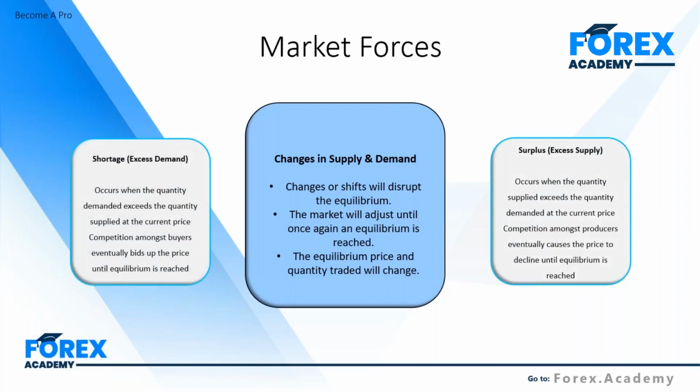We define it as a shortage. So when there's a shortage in the market, there's excess demand. It occurs when the quantity demanded exceeds the quantity supplied at the current price. Competition amongst buyers eventually bids up the price until equilibrium is reached, again at a higher price. So again, there's a shortage. There's not enough goods to meet that demand.